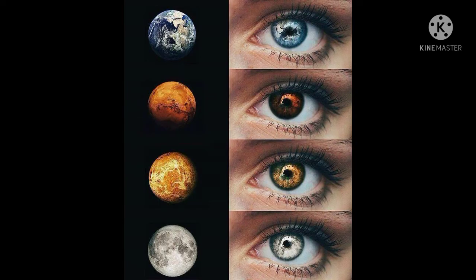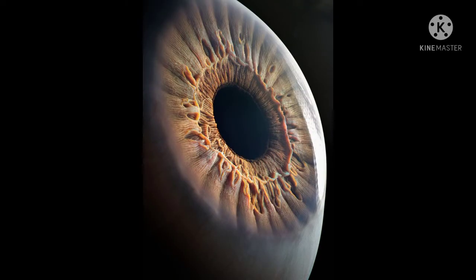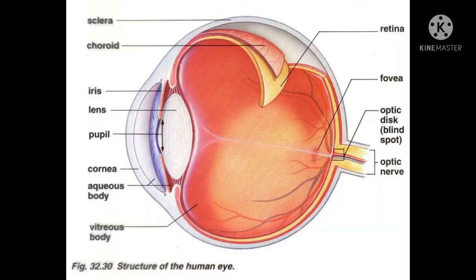Next one is the iris. It is the colored part of the eye. It may be blue, brown or green in color. Every person has a unique color, pattern and texture. The iris controls the amount of light entering into the pupil. Next one is the pupil, the black hole at the center of the eye that allows the light to pass through to the retina.